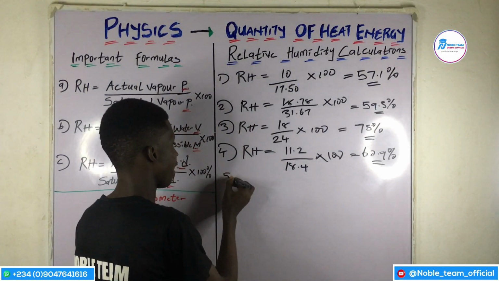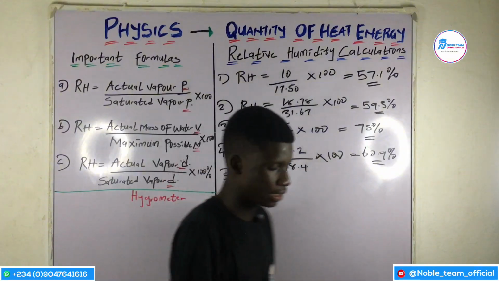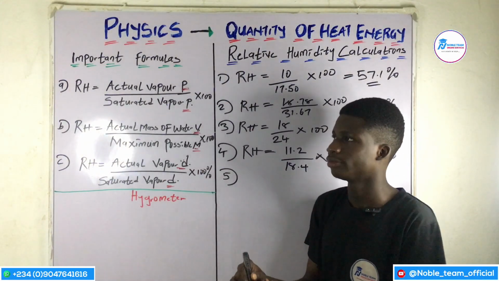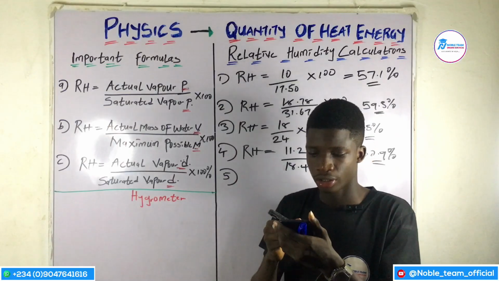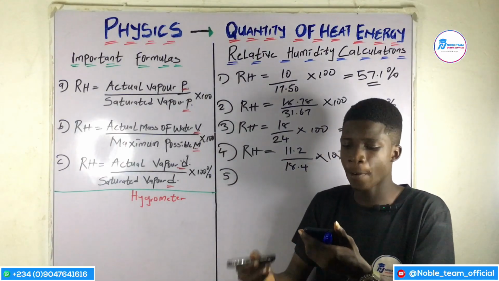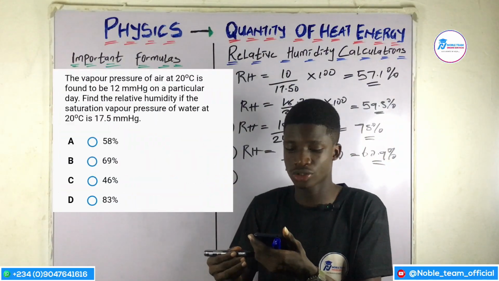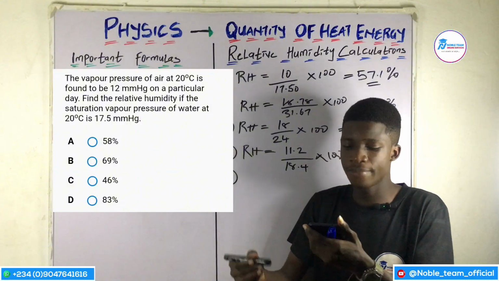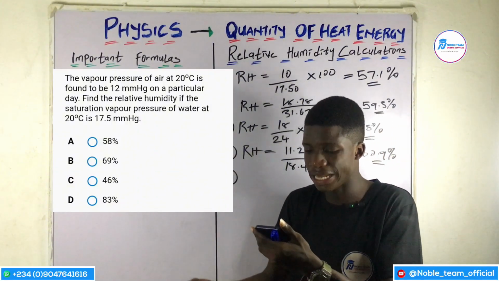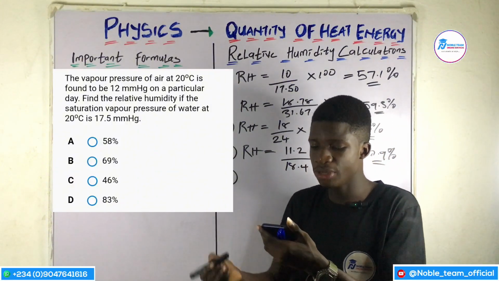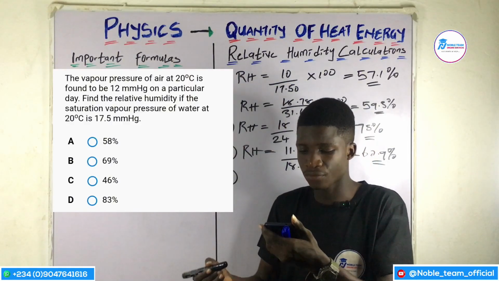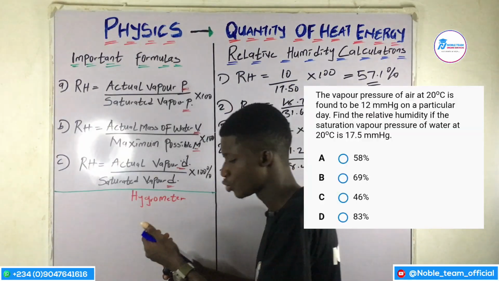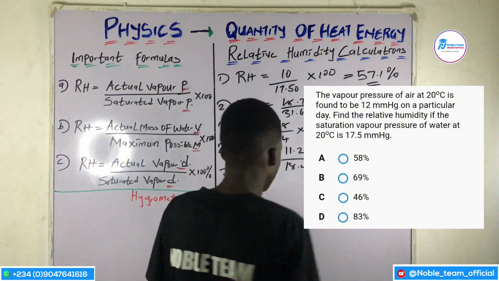Now question 5, let me reveal the secret. Let me just read out the question before I release the secret. It says this: the vapor pressure of air at 20 degrees Celsius is found to be 12 millimeter mercury on a particular day. Then find the relative humidity if the saturation vapor pressure of water at 20 degrees Celsius is 17.5 millimeter mercury.